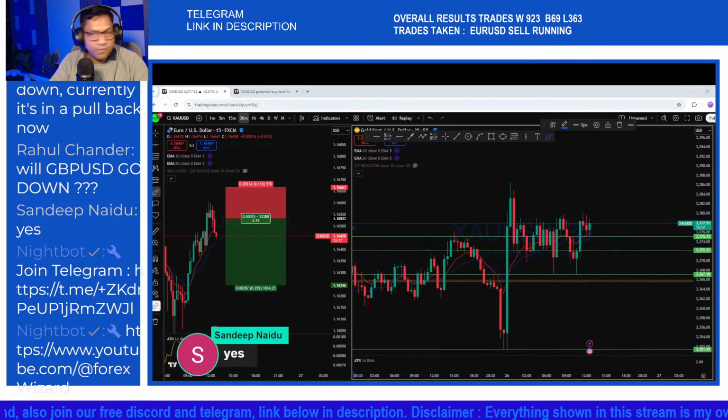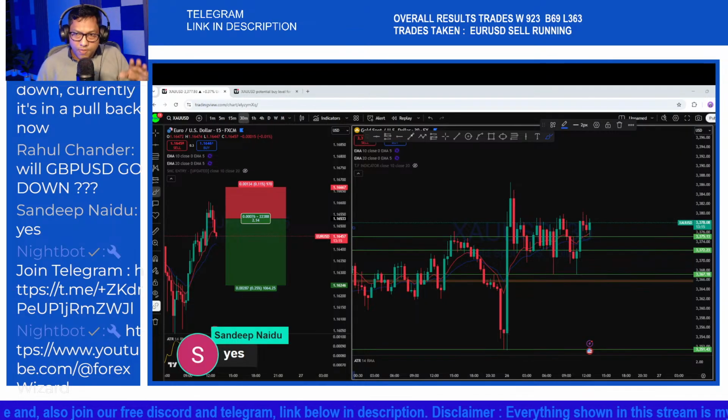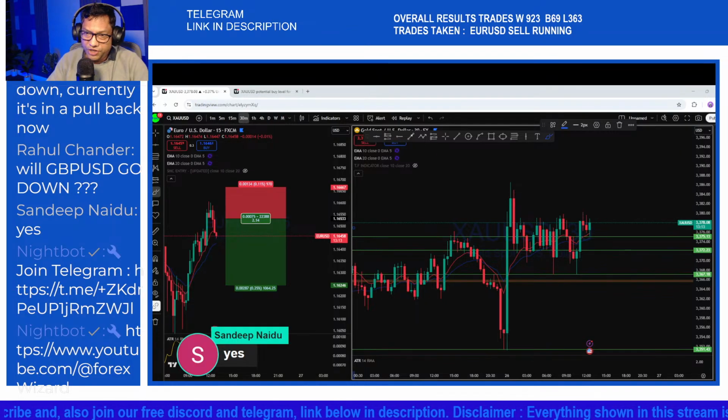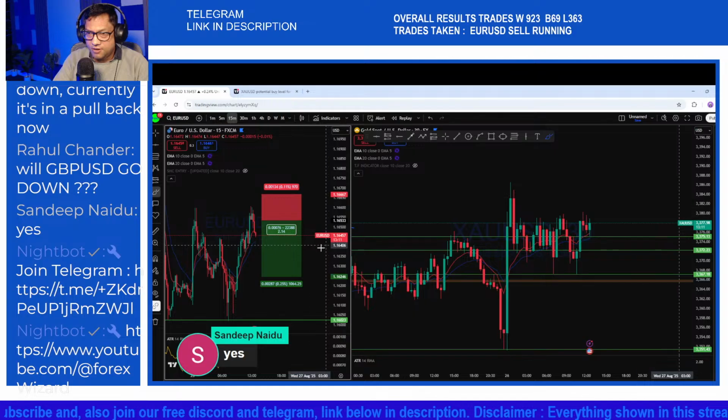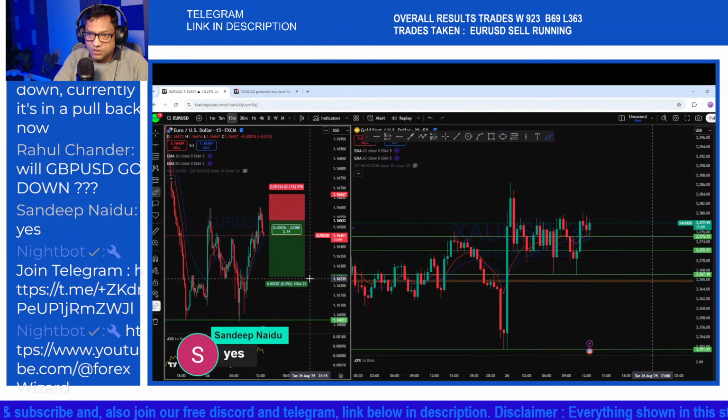Now, euro dollar started to shift that trend direction from the high to the support level.